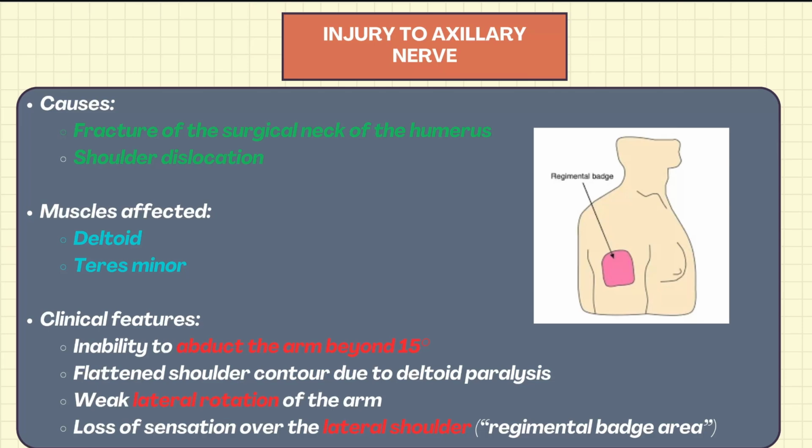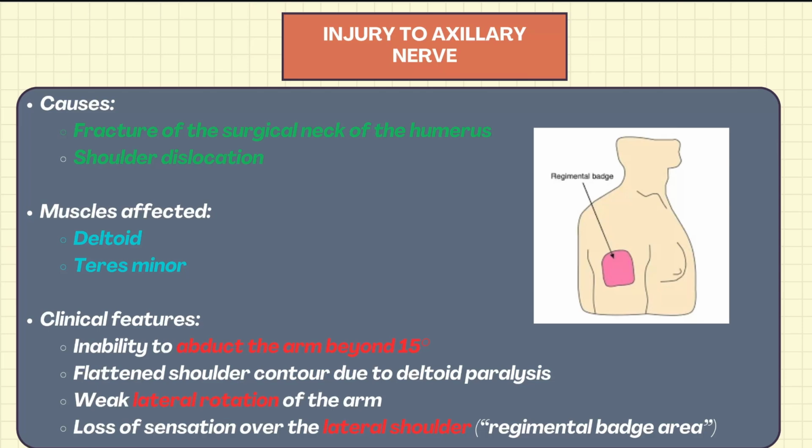Now, what muscles can be affected by this nerve injury? Your deltoid and your teres minor. Deltoid issue is going to cause the inability to abduct the arm beyond 15 degrees. You won't be able to abduct beyond 15 degrees due to deltoid muscle injury. And for the teres minor, you're going to have a weakness in your lateral rotation.